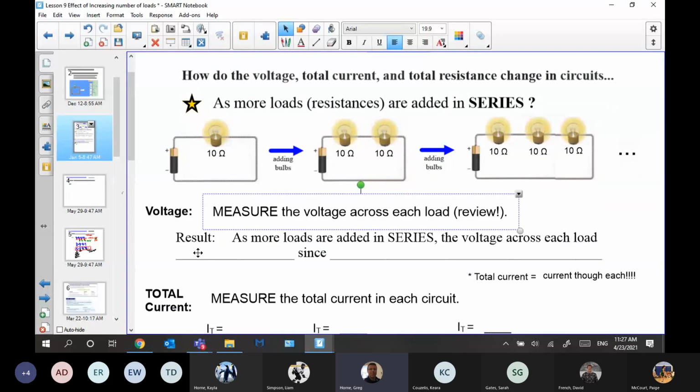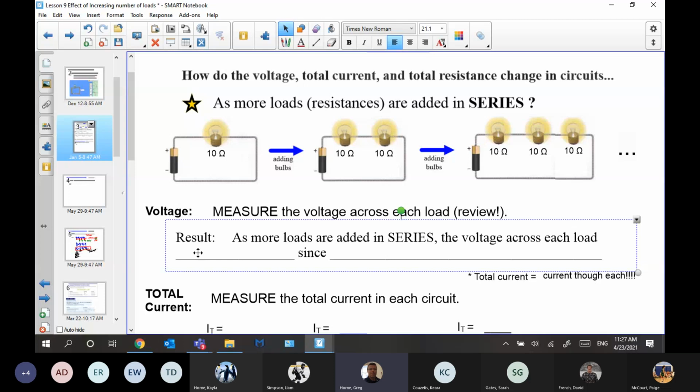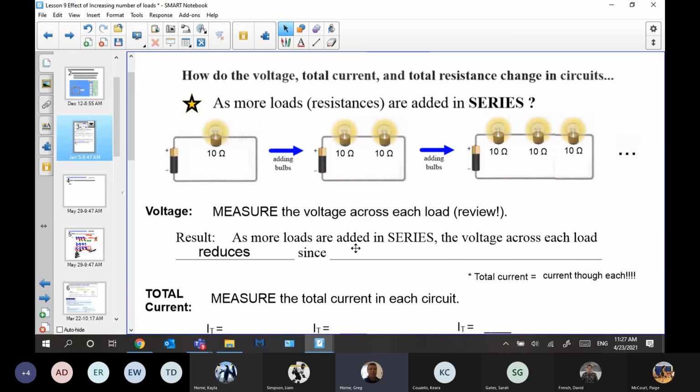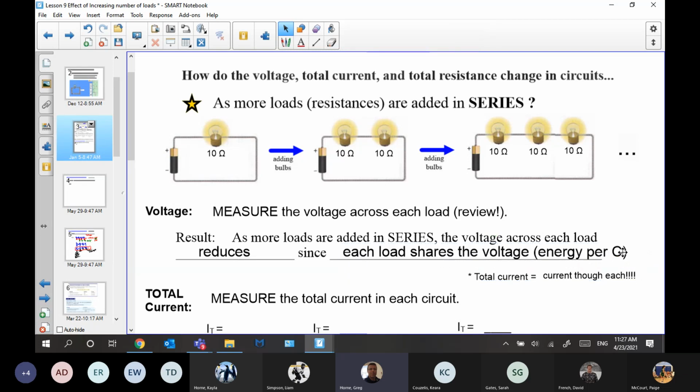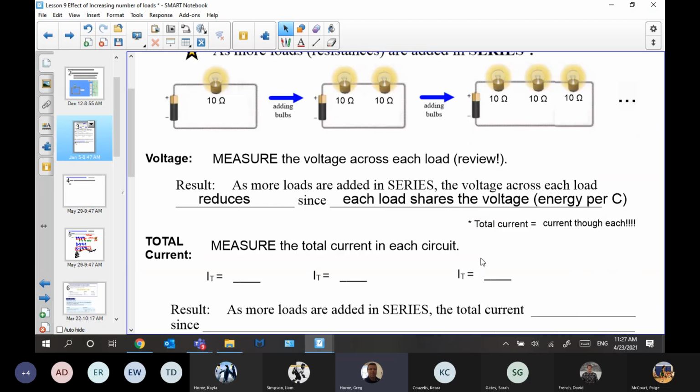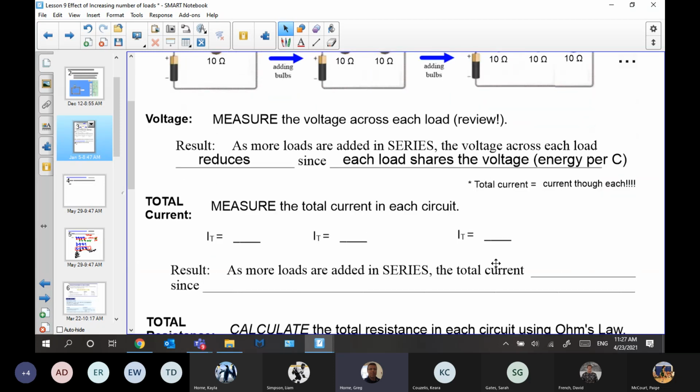So the voltage across each load reduces since each is sharing. So it shares the voltage, or the energy per coulomb. So you're splitting it 2 ways, splitting it 3 ways, and so on, right? So that should be pretty easy and obvious.